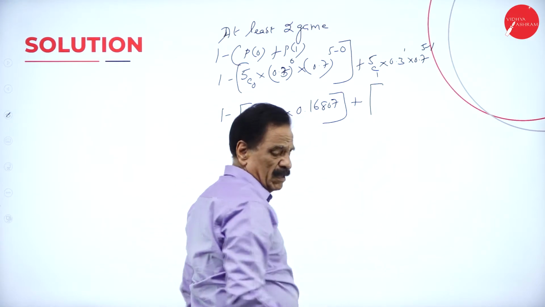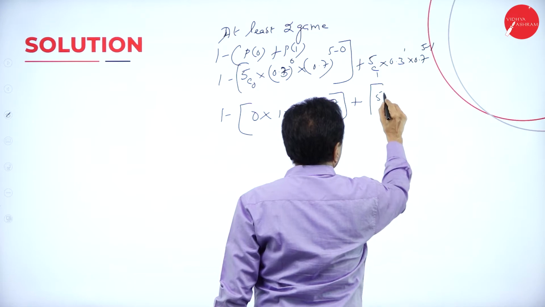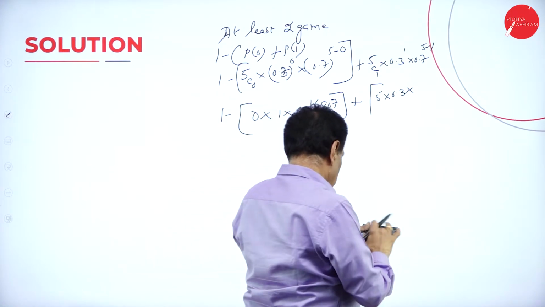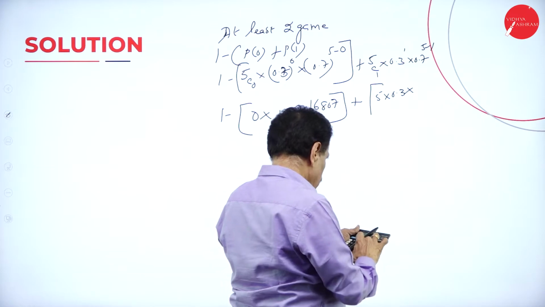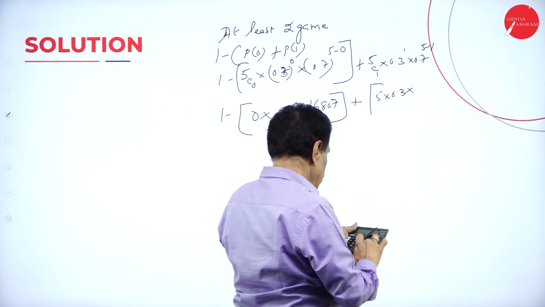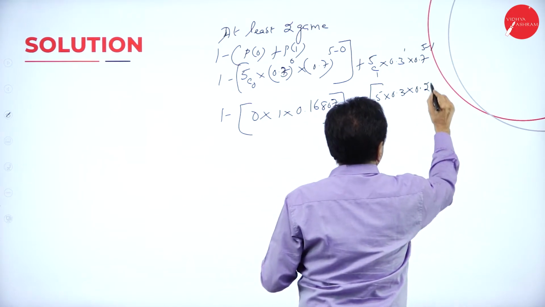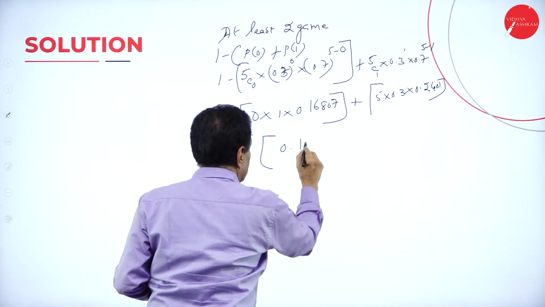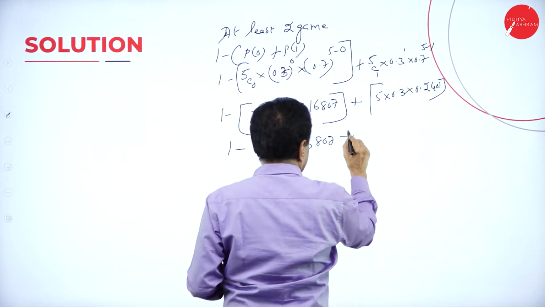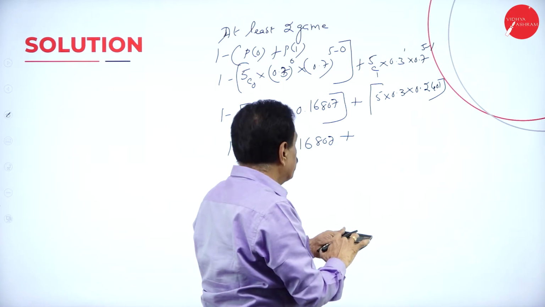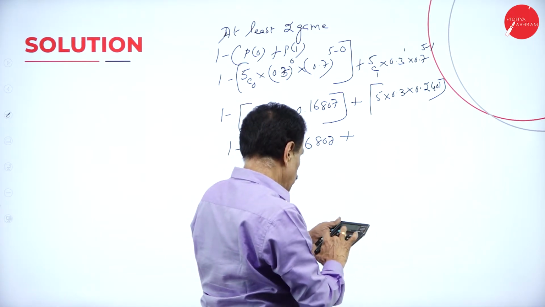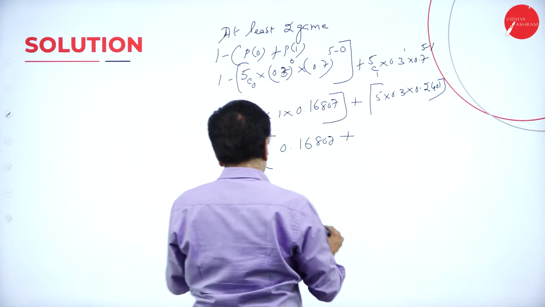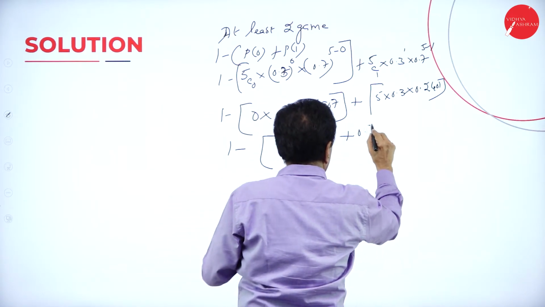Then come back to here. So we have got 5C1 is 5, 0.3, 0.7 to the power of 4, 0.7 into 0.7 into 0.7 into 0.7, 0.2401. This is 1 minus 0.16807 plus 5 into 0.3 into 0.2401, which is 0.36075.